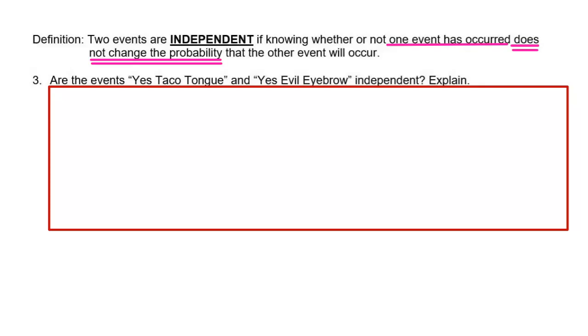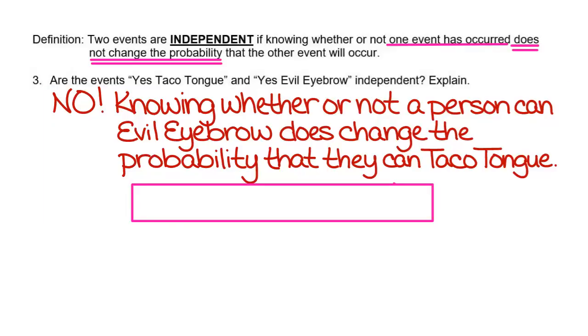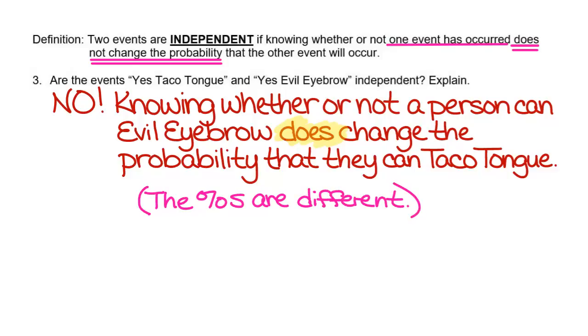Are the events yes taco tongue and yes evil eyebrow independent? No. Knowing whether or not a person can evil eyebrow does change the probability that they can taco tongue. The percents are different. If the percents were the same, then I would say that they are independent.